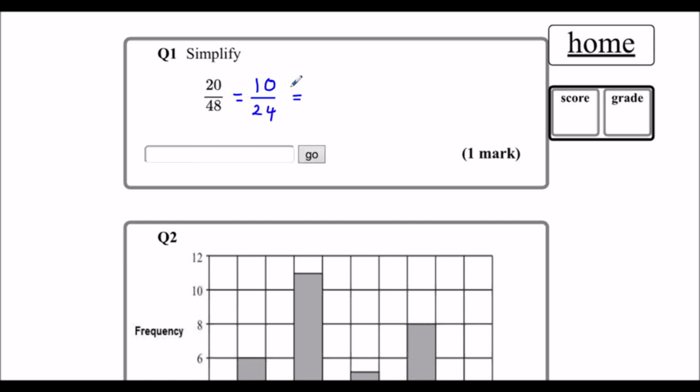And again, I've got 2 even numbers here, so I can half them again. Half of 10 is 5. Half of 24 is 12. And 5 and 12 are not in the same times table. There's nothing that goes into 5 and 12, so it must be fully simplified. And our answer is 5/12.